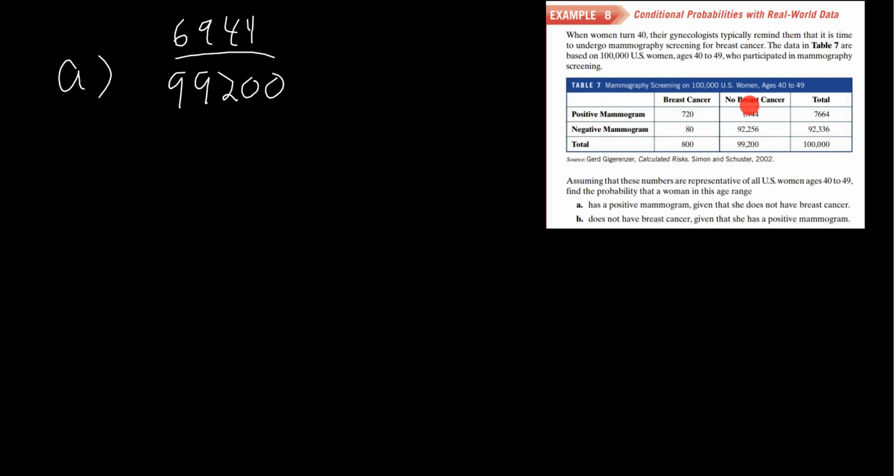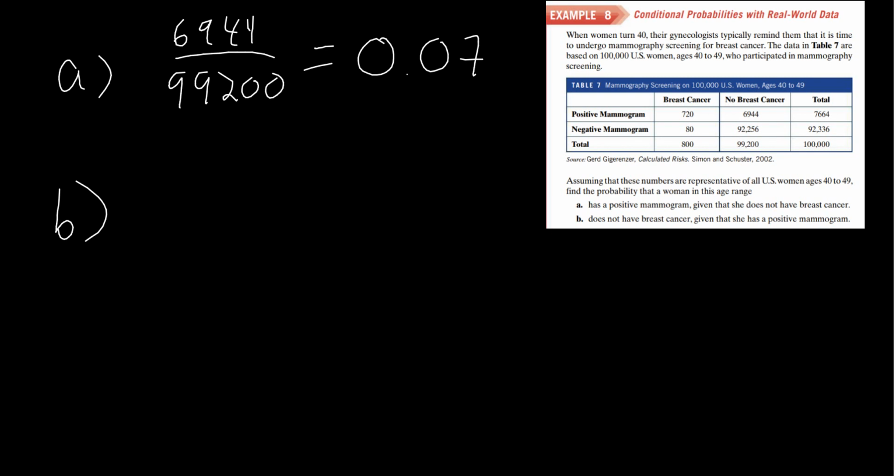I'm looking at the positive mammograms that do not have breast cancer divided by the total number of women who do not have breast cancer. So this is 6944 divided by 99,200. Oh, it's 7%. That's nice and round, so 0.07. So there's a 7% chance that a woman will have a positive mammogram and does not have breast cancer. That's a pretty high false test rate there.